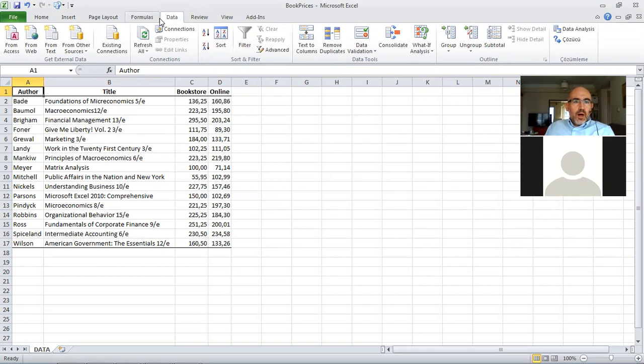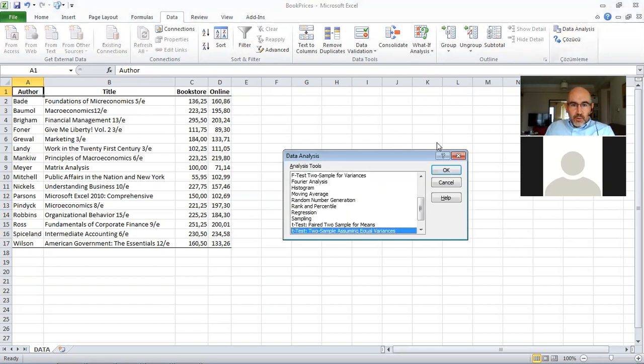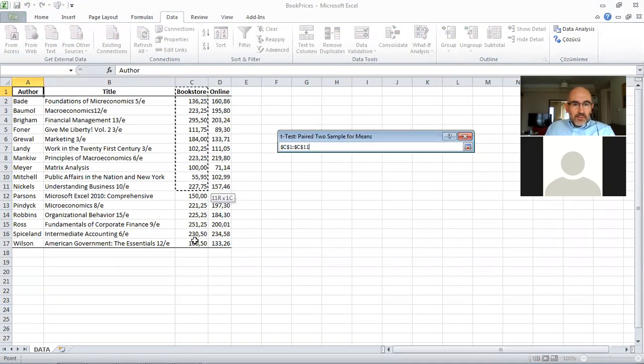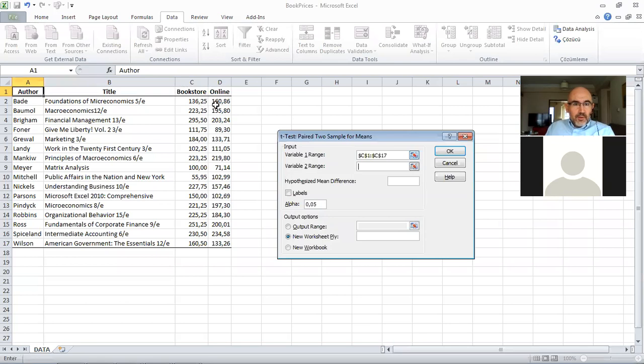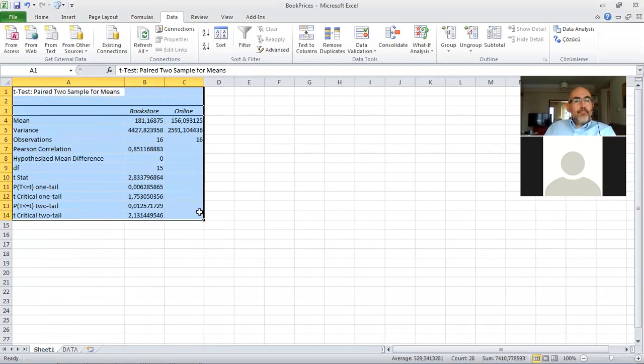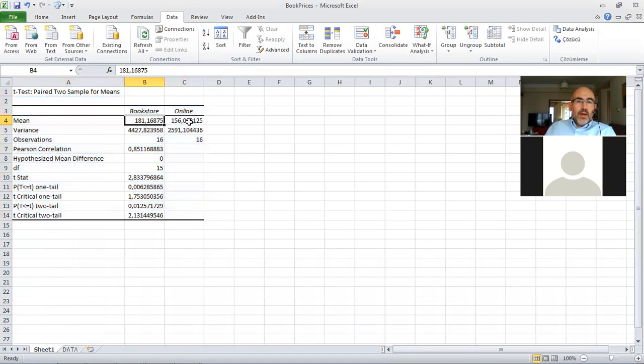So now let's go to our Data Analysis ToolPak again. This time, t-test: paired two sample for means, variable 1 range. This time I'll include labels, variable 2 range. And I have labels, hypothesized difference is 0. Again, alpha 0.05. Now let's open them. So the average for bookstore is $181, online slightly cheaper. Variances are given, observations are given.